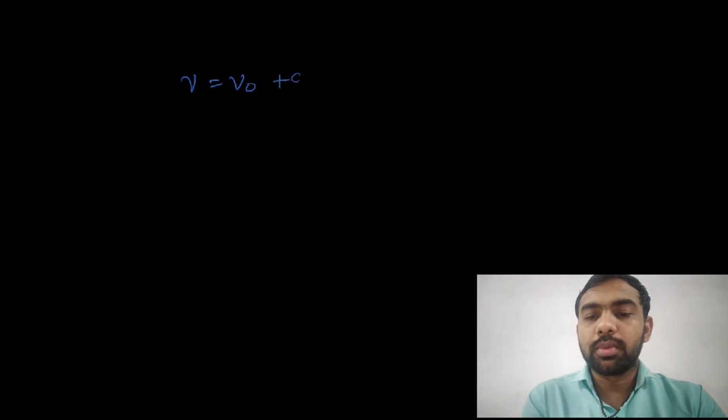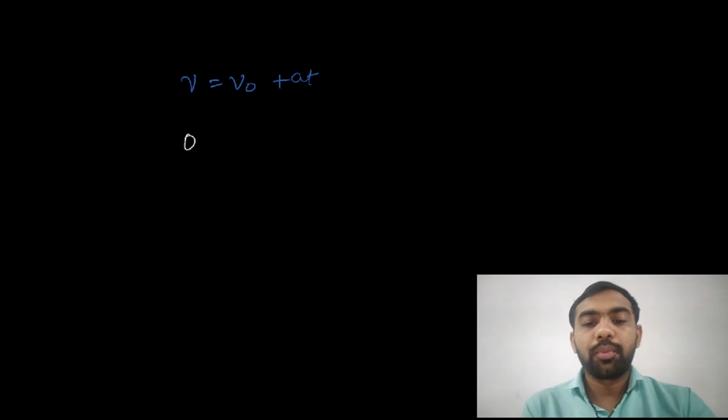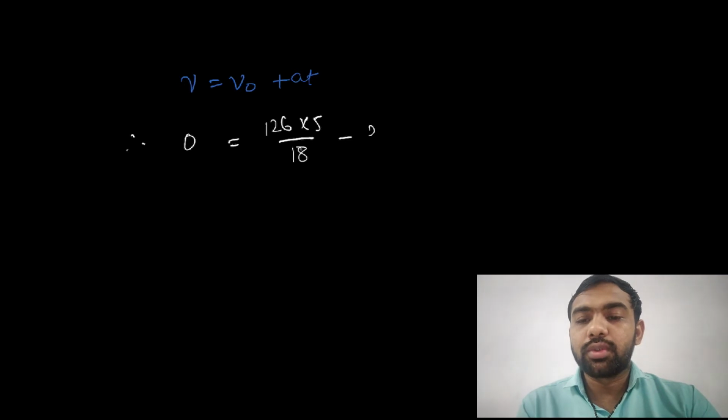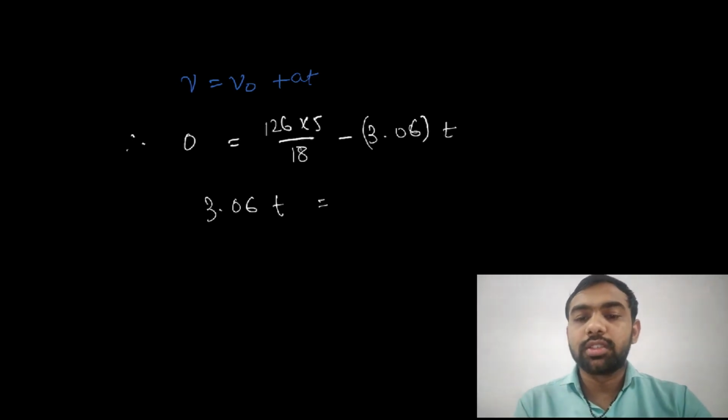See, v is equal to v0 plus at, the second equation. Why am I using this equation? See, v is equal to 0, v0 is equal to 126 into 5 upon 18, and a is equal to minus 3.06, into t. So what is t? 3.06 into t. The left hand side and right hand side terms swap, minus becomes plus. So 126 into 5 upon 18. So find t from this equation.